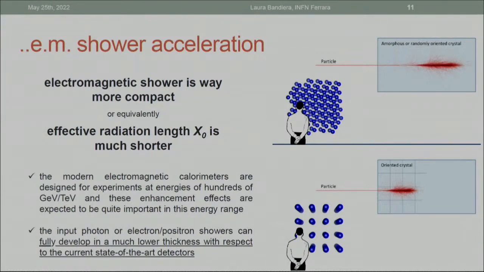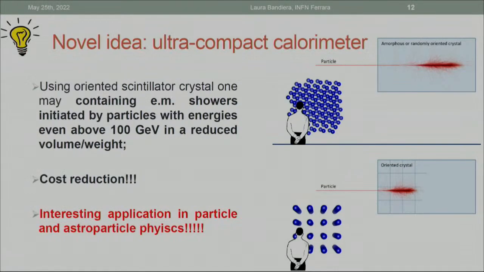A particle that interacts with a crystal detector in which the crystals are not oriented has a standard development of the shower. But if you orient the very same commercial crystal, you can reduce the length of the shower, making the calorimeter more compact, with respect to the state of the art detector. So you can contain the shower of particles above 100 GeV in a much shorter length. You can have a cost reduction, and in particular, you can find interesting applications of this effect.